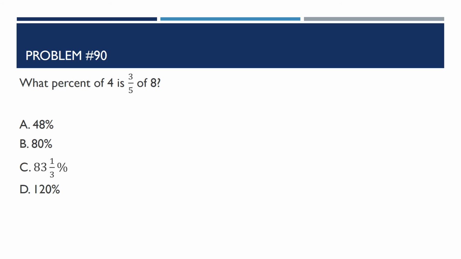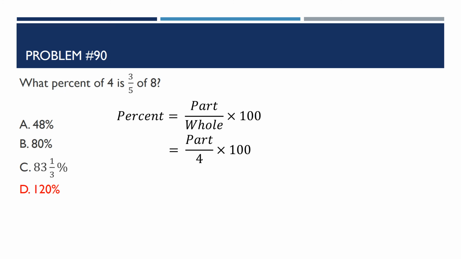Number 90. What percent of 4 is 3/5 of 8? The answer is 120%. So let me show you how to do it. Since it's a percent problem, we're going to use the generic formula for percent: part over whole times 100. We know that the whole is 4 because it's what percent of 4, but we don't know yet the part. We still need to solve the part, which is 3/5 of 8. So let's compute what's 3/5 of 8.